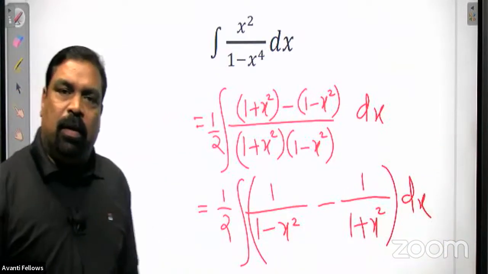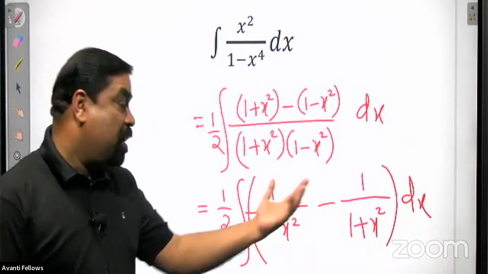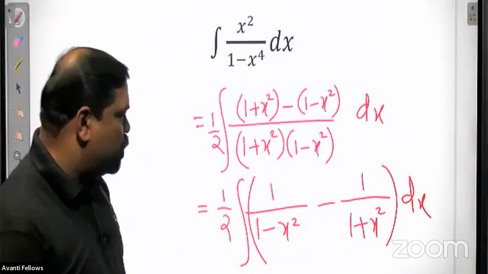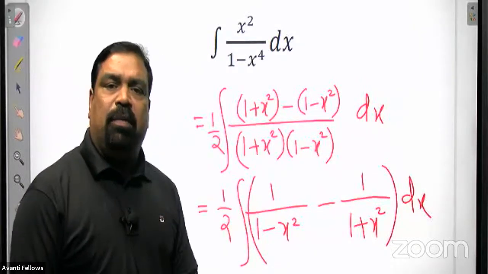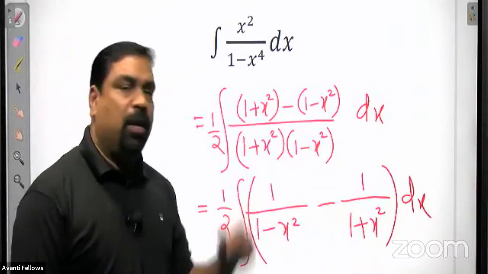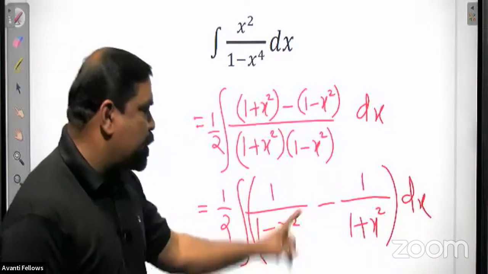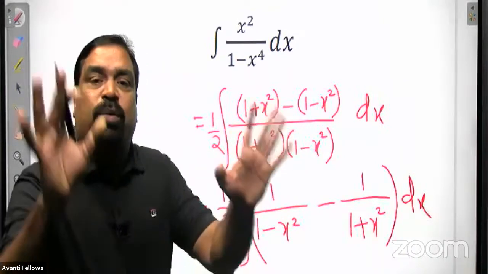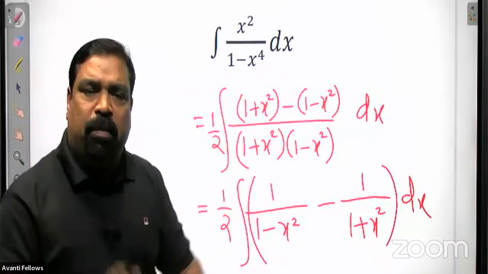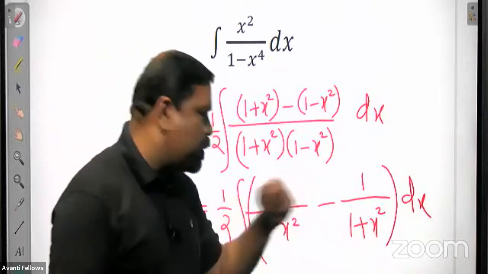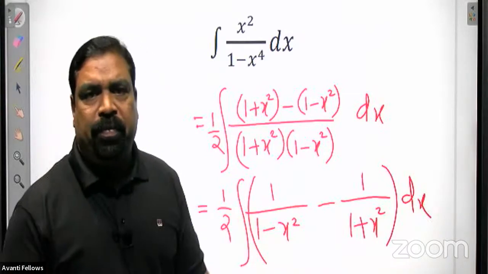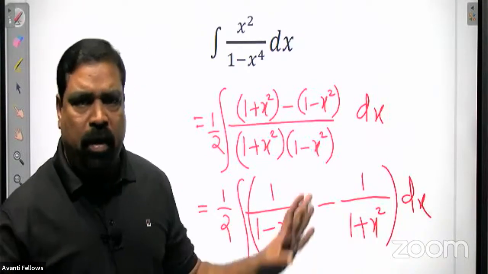Now you see, both are standard integrals, isn't it? So the integration is over. Both terms are standard integrals, meaning you know the standard formula. 1 by 1 minus x square stands for the 1 by a square minus x square form. So do you know the formula? And 1 by 1 plus x square is a very standard integral, that is tan inverse x. So the problem is solved, isn't it?